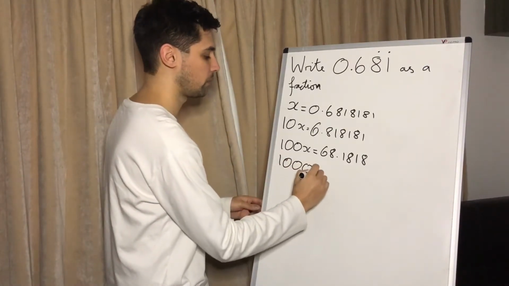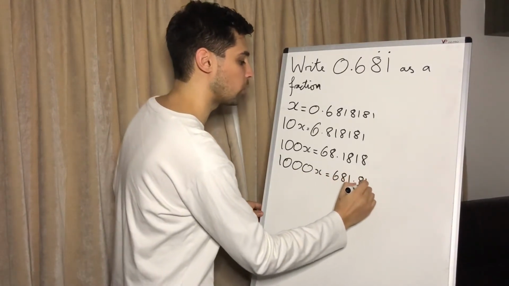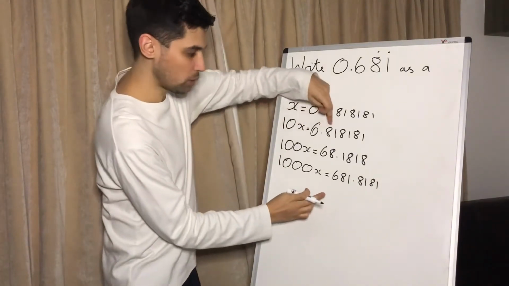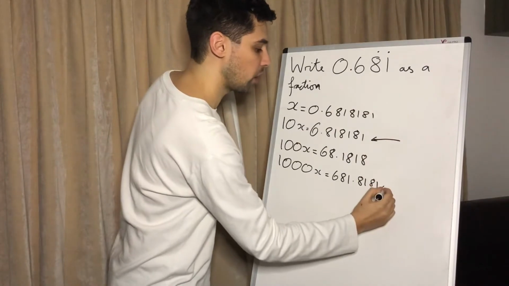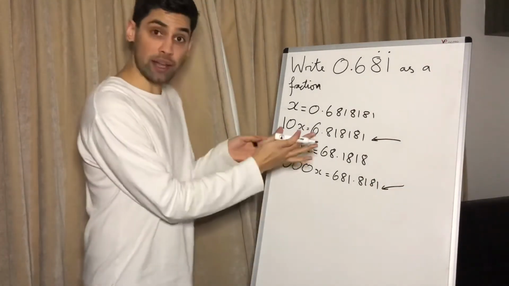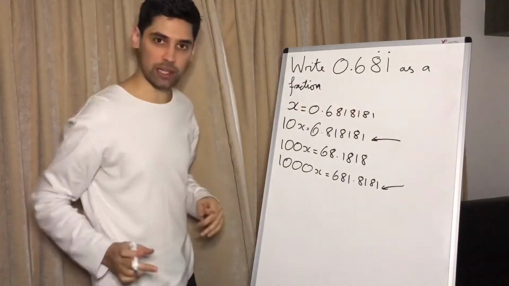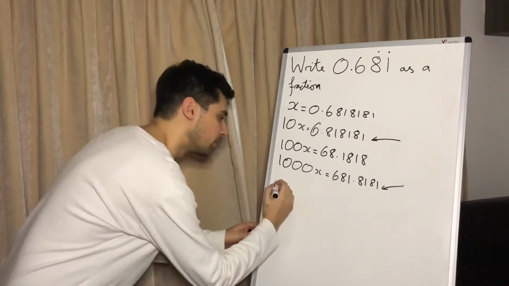1000x equals 681.8181. All of a sudden, look at these two. 0.81, 0.81. Those two are the same after the decimal point. So what we're going to do is minus them. The reason why this works is because it's going to eliminate everything after the decimal point. So that line minus that line.